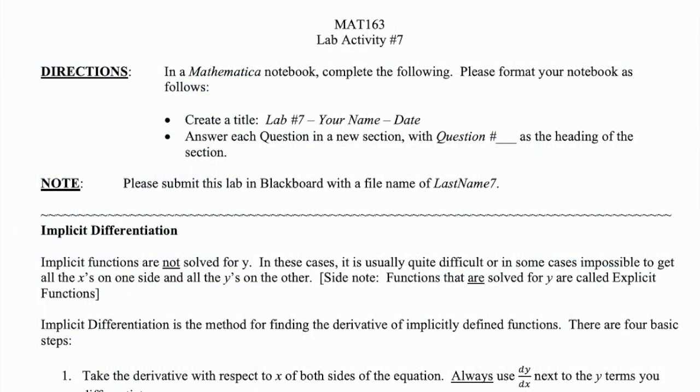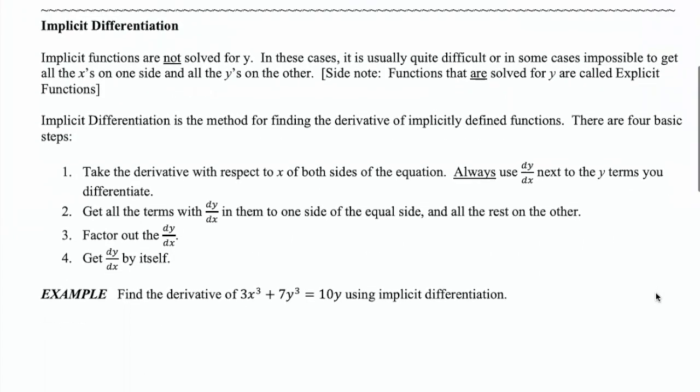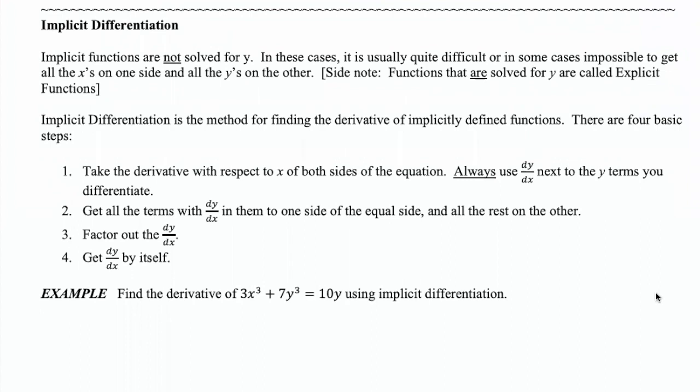Welcome to Lab 7. Lab 7 has to do with the topic of implicit differentiation. So first it's helpful to know what an implicitly defined function is. Implicit functions are not solved for y, and this is because that's usually a difficult thing to do. If you look at the example down below, you've got two terms with y in them, and you're not going to be able to get that down to just a single y.